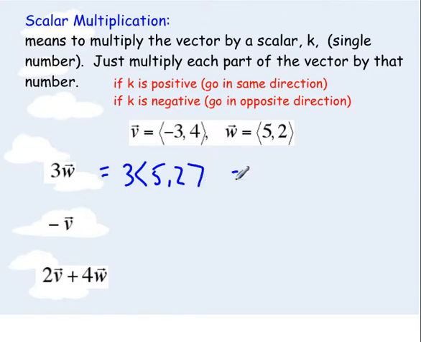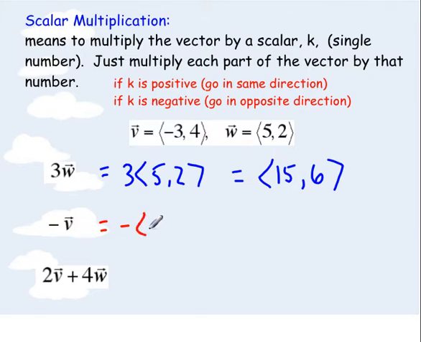So you can just apply the distributive property. 3 times 5, we get 15. 3 times 2, we get 6. That's it. If you have negative v, that just means you're going to be going in the opposite direction.